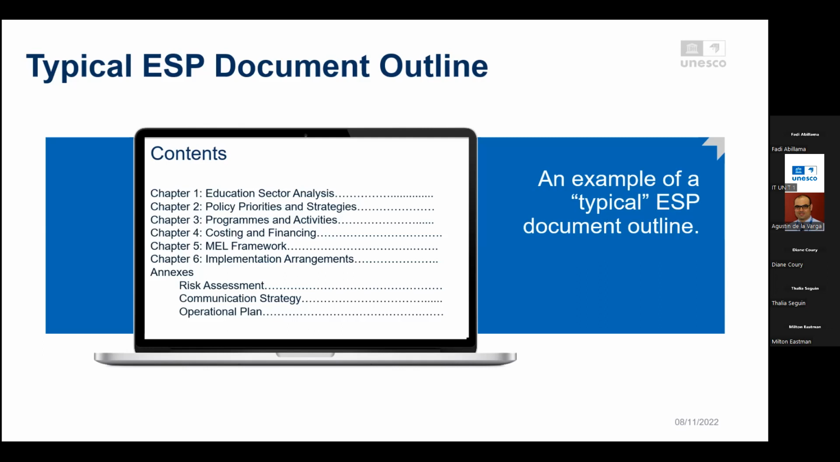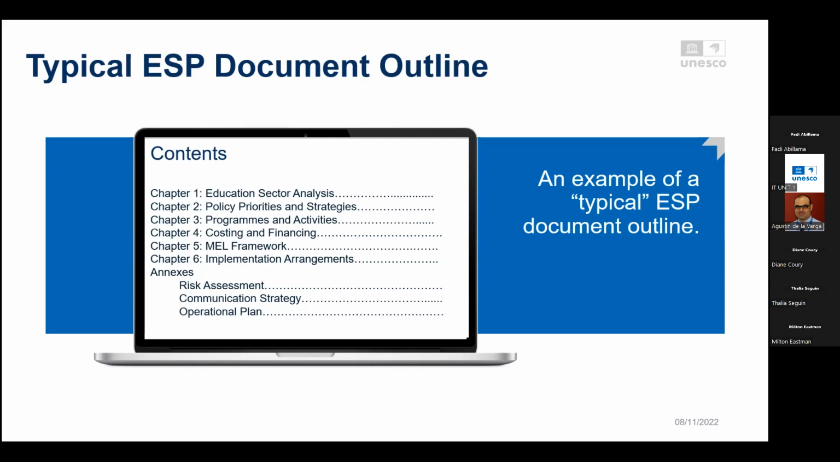And here we are providing you with an example of a kind of outline of a given ESP, and that's generally what we are proposing here in IAP. So first we start with the education sector analysis, which provides a rough summary of key results: what is the state of the education system? What are the major issues from which we will derive the policy priorities and strategies that will form chapter 2?